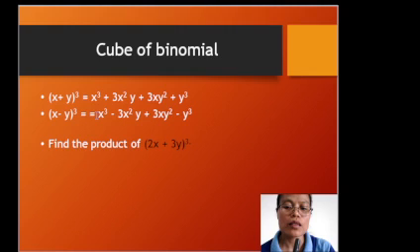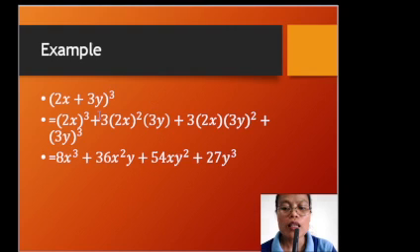So we have to find the product of (2x + 3y) cubed. We have to cube the first term, which is 2x, so we have (2x) cubed, plus 3, the constant here, times the square of the first term, (2x) squared, times the last term, 3y, plus 3 times the first term times the square of the last term, (3y) squared, plus the cube of the last term, (3y) cubed. And we need to get the product, we need to simplify them.